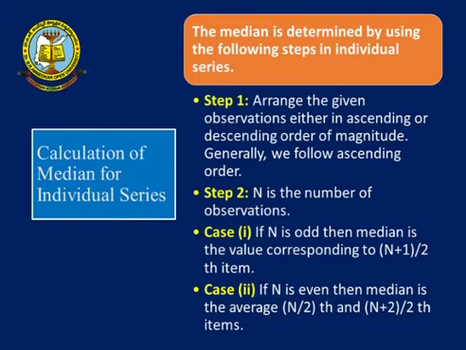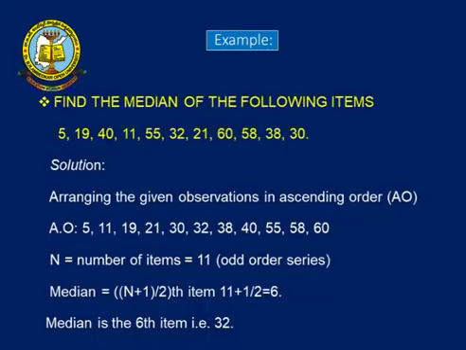Case 1: if the number of observations is odd, then the median is the (n plus 1) by 2th item. In the second case, if the number of observations is even, the median is the average of the n by 2th and (n plus 2) by 2th items. Example: find the median of the following items. The series is 5, 19, 40, 11, 55, 32, 21, 60, 58, 38, 30.